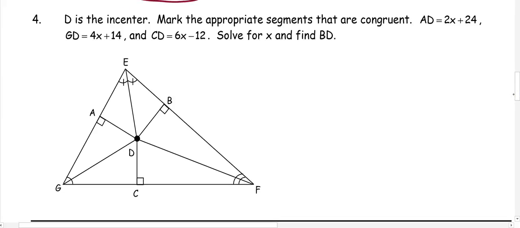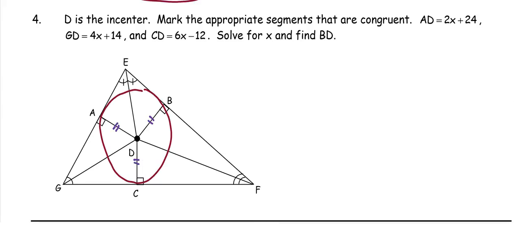So number 4 is an incenter. So we want to mark the appropriate segments congruent. So in an incenter, remember again that our circle is inside the triangle. So when we have our circle inside the triangle, that means it's equidistant from the sides. So AD, BD, and CD are congruent.